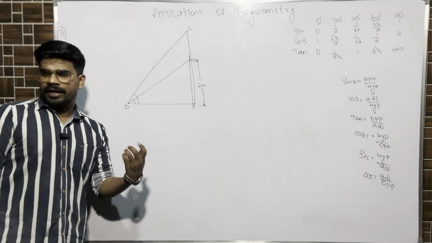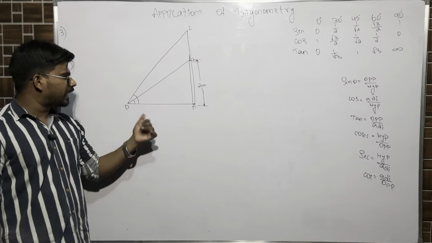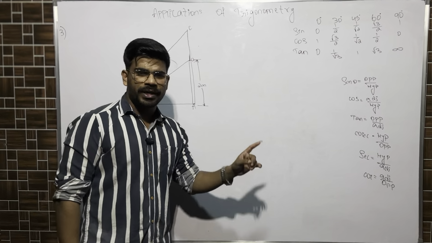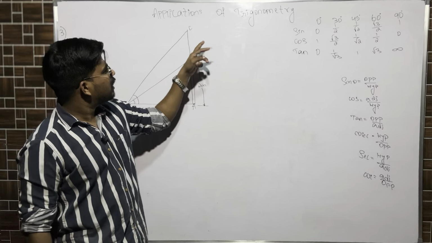Next question from application of trigonometry. Here we have first of all a pedestal. A pedestal of 2 meter height is there. On top of the pedestal, a statue is placed.